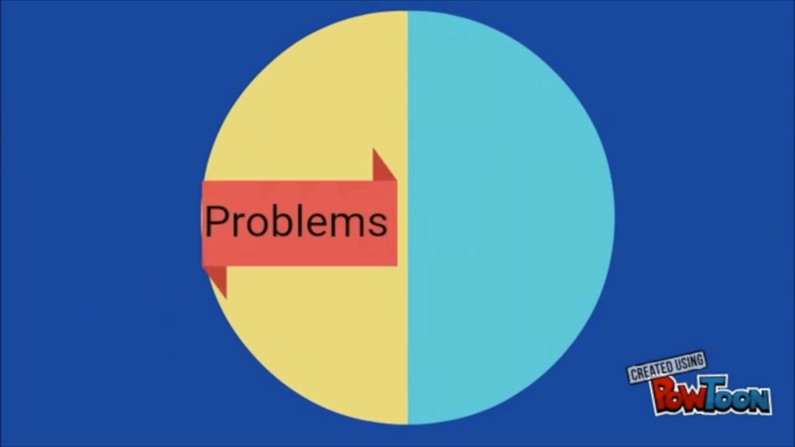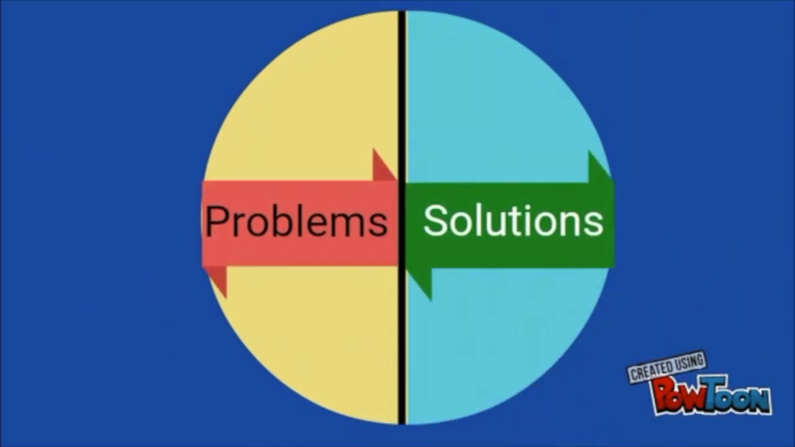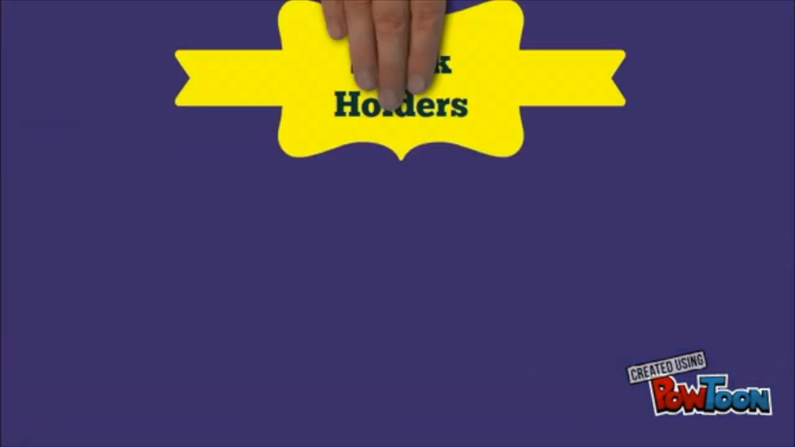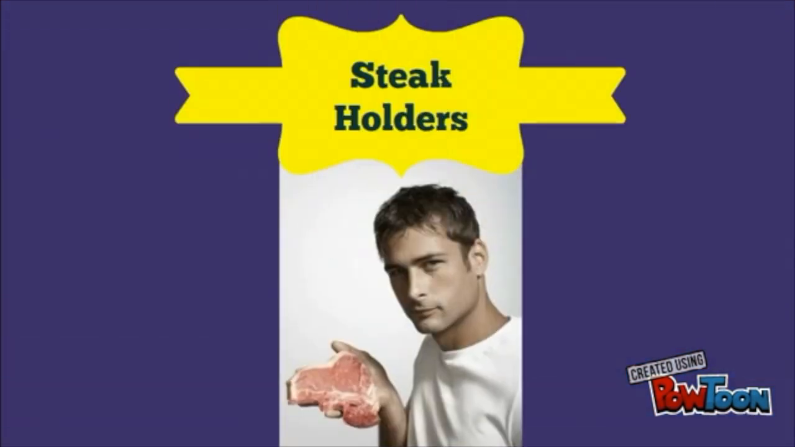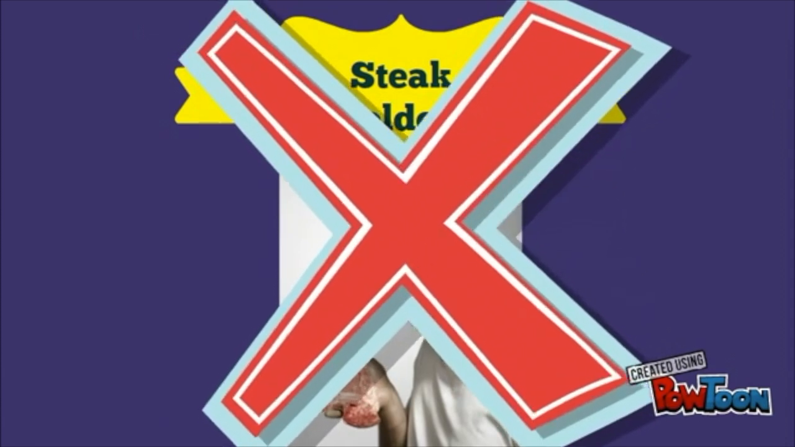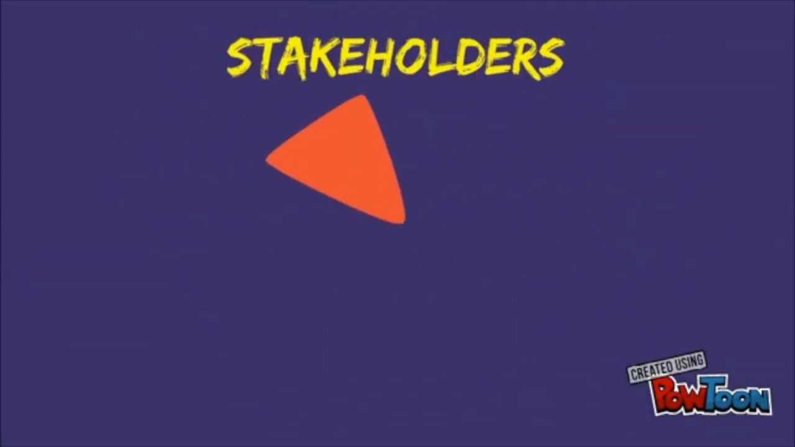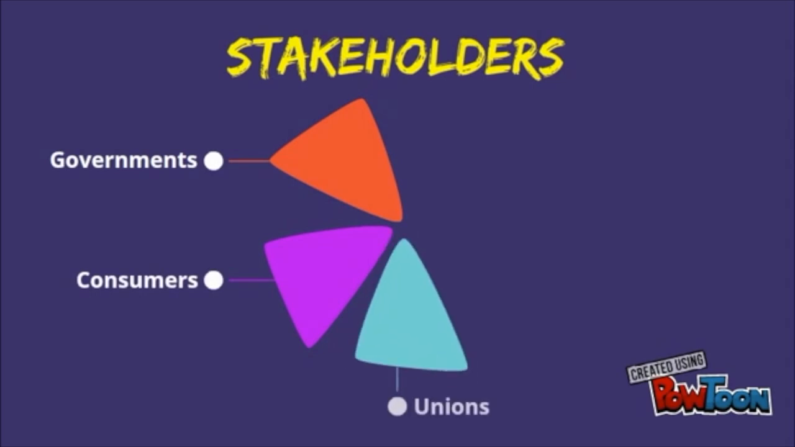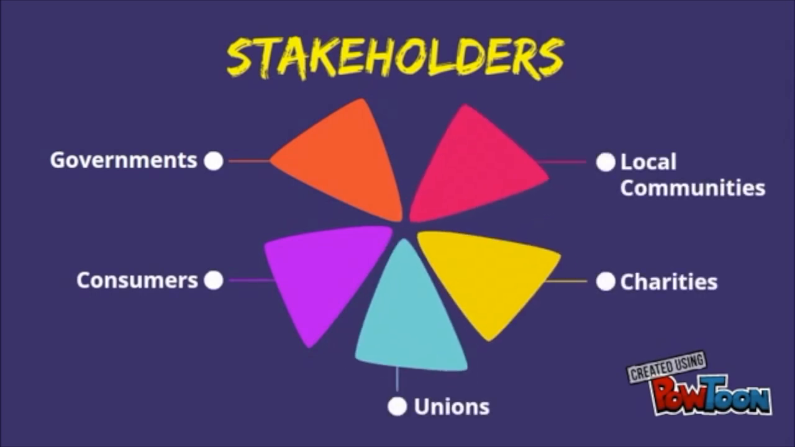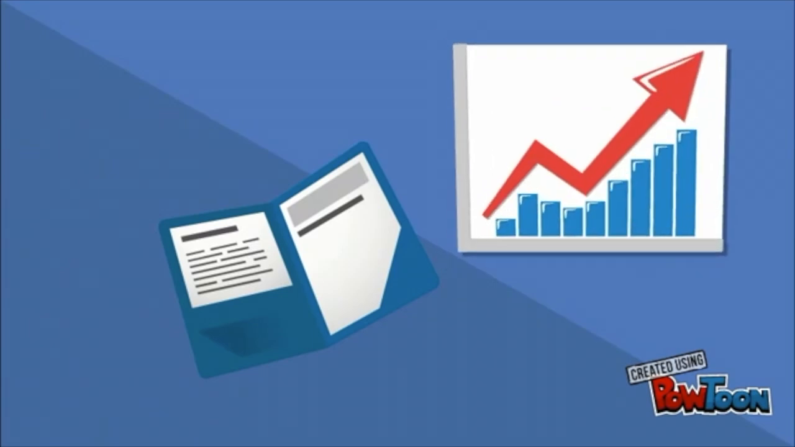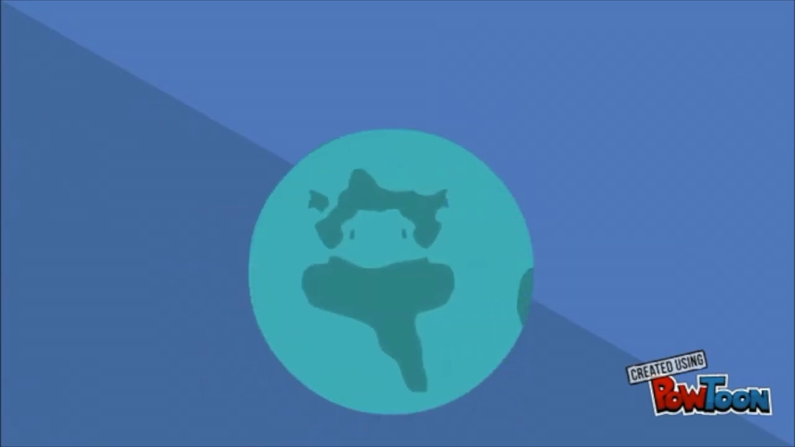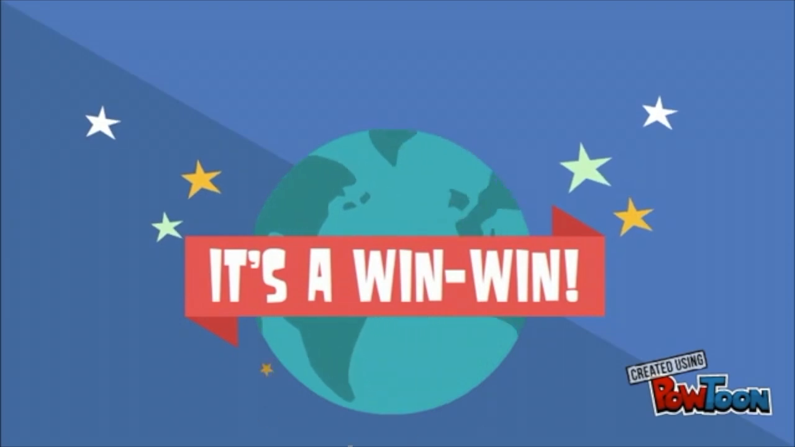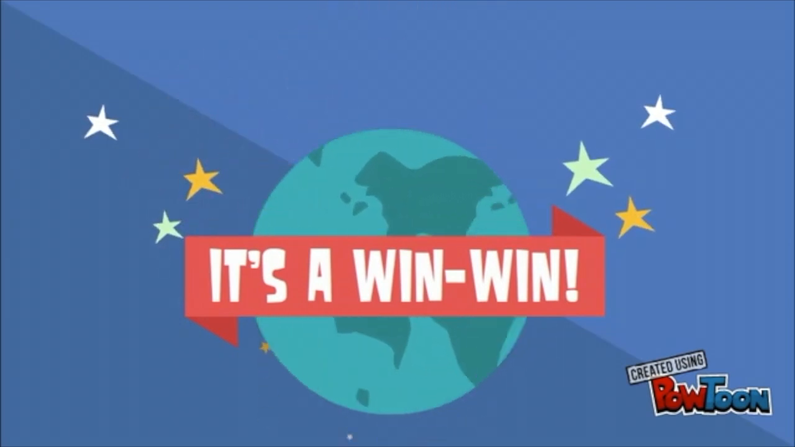Corporate social responsibility is the term used to explore the problems and solutions in stories like the one told here. Outside stakeholders, no, not that kind of stakeholder. I'm talking about stakeholders such as governments, consumers, unions, charities, and local communities. They're all interested in the impact that companies have on society. Corporate social responsibility is about how companies manage their business processes to produce an overall positive impact on society.